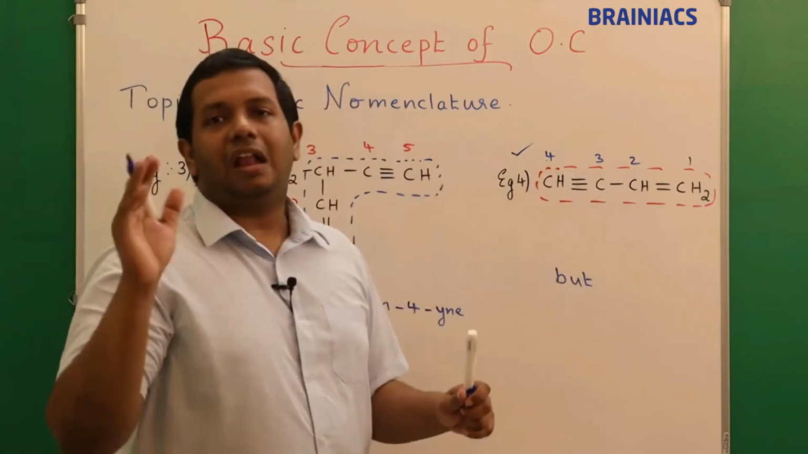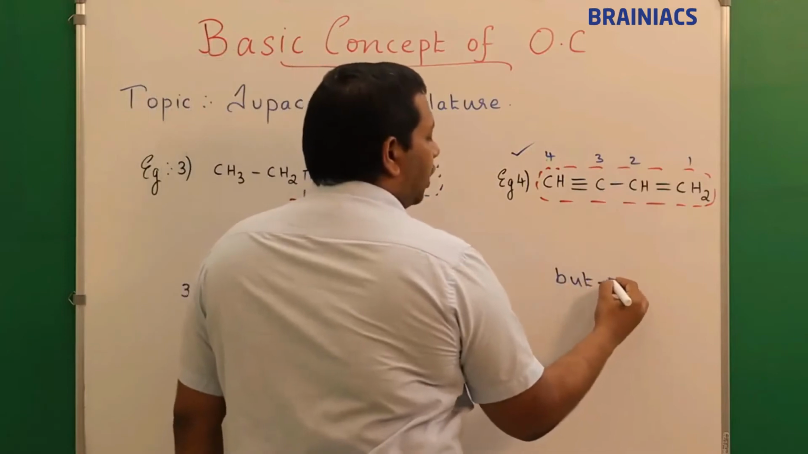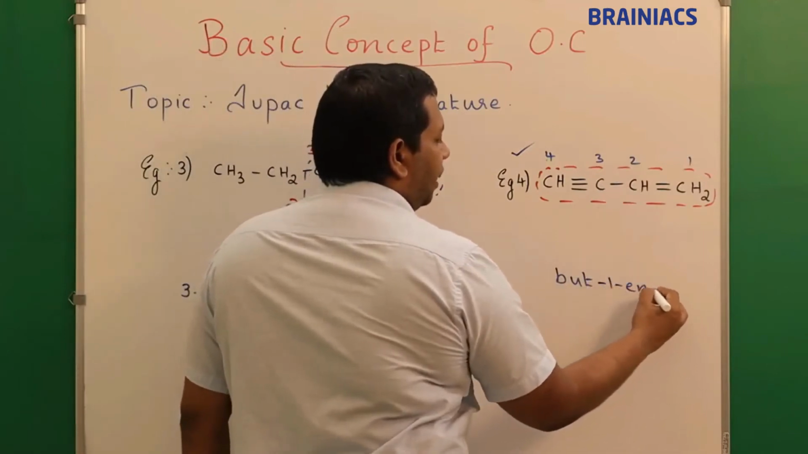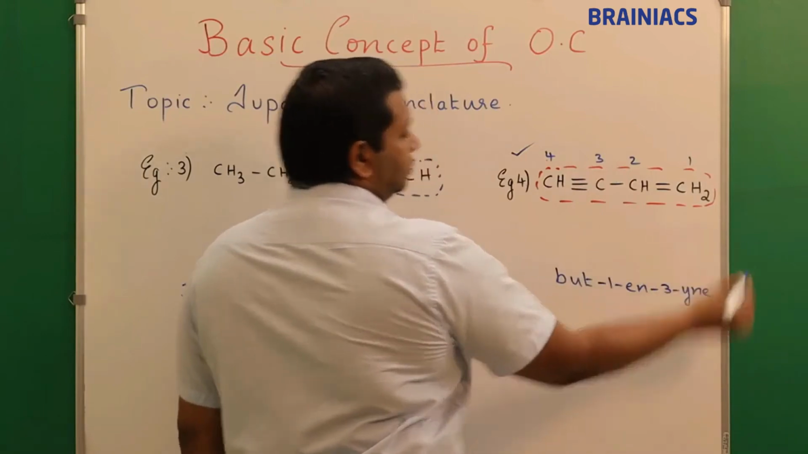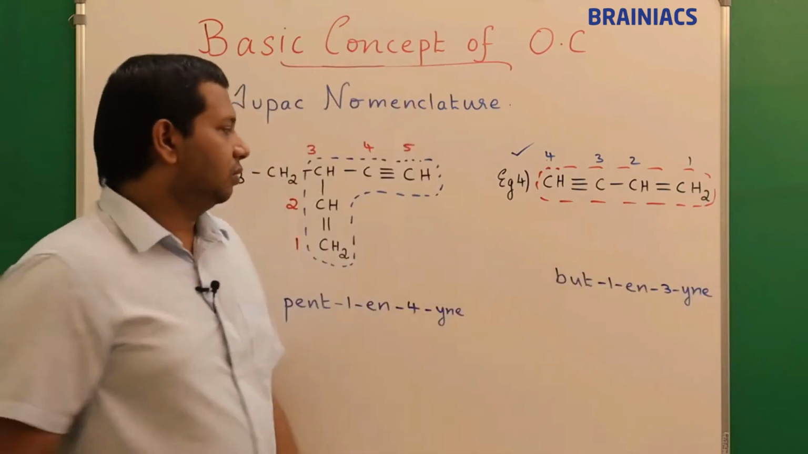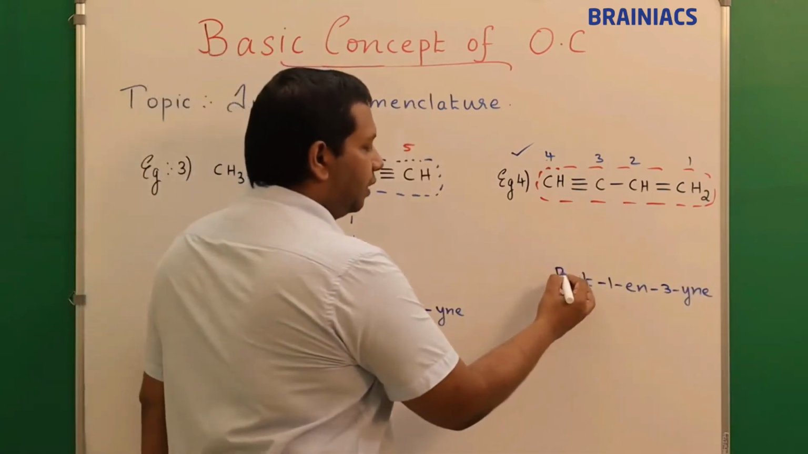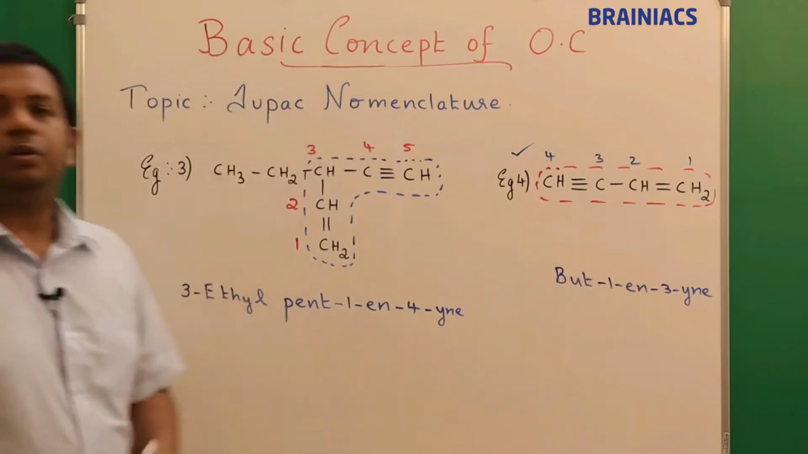Again the same thing: alphabetically ene should come first. So I can say but-1-en-3-yne. Understood? So but-1-en-3-yne. Here you should remember the B should be a capital letter. But-1-en-3-yne. So this is the way you need to name it.